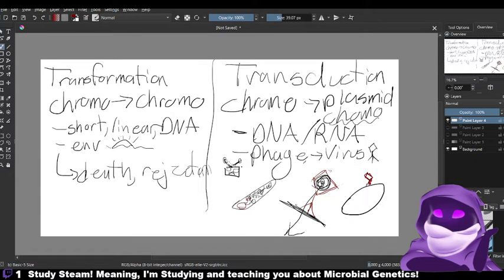Now it has this weird new DNA in it. It's like, oh, well, that's strange. What do I do with it? I already have my own DNA. What do I do with all this extra DNA? It doesn't seem to be hurting me.